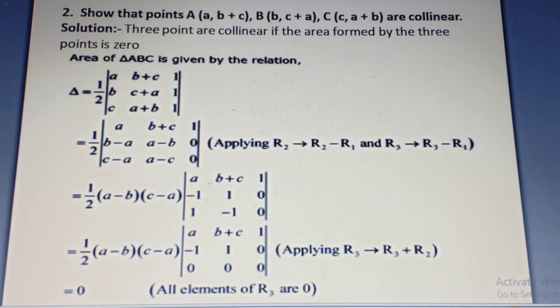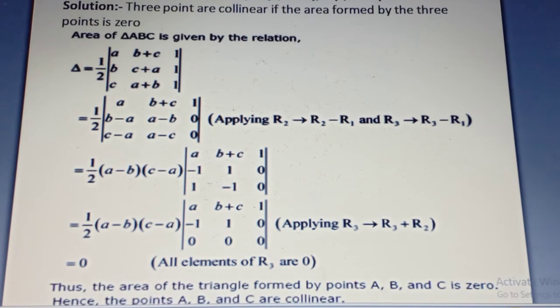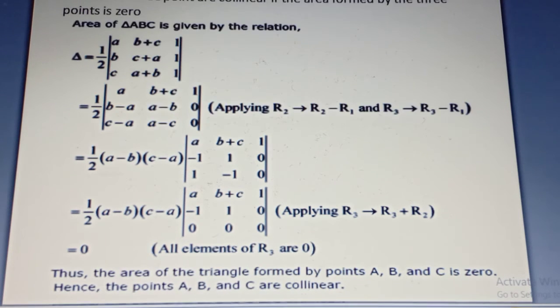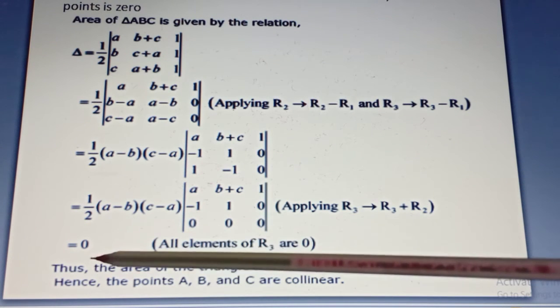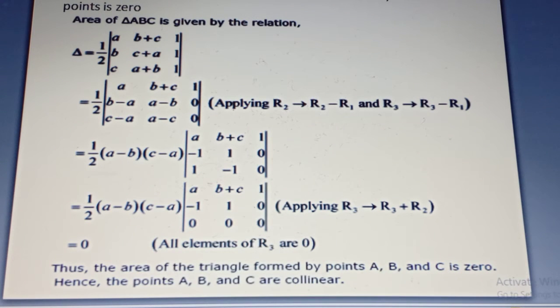So students, it is one of the properties that we know that in a particular determinant, if all the elements of any particular row or column are 0, then the value of the determinant is 0. So we can say that its value is 0, thus the area of the triangle formed by the given 3 points is 0, hence the given points are collinear.